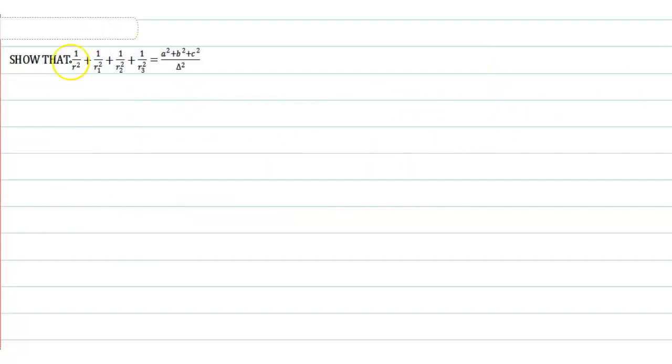Right. Here the question is 1 by r² plus 1 by r1² plus 1 by r2² plus 1 by r3² is equal to (a² plus b² plus c²) by delta². So here we need to remember the formulas. First formula, small r is equal to delta by s, and r1 formula is delta by (s minus a), and r2 formula is delta by (s minus b), and r3 formula is delta by (s minus c). Here we need to write the formulas to get that solution.